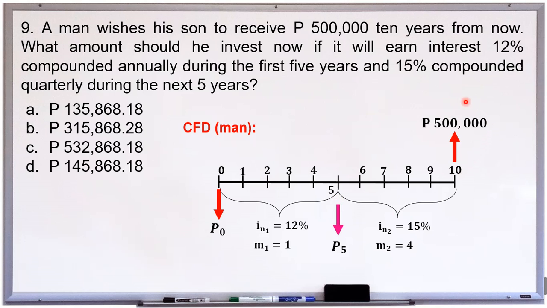Now, if we can convert this 500,000 to the present worth on year 5, then this present worth is also equal to the future worth in this year. And by using this information, we can now solve for its equivalent present worth in the year 0, given the first compounding scheme.